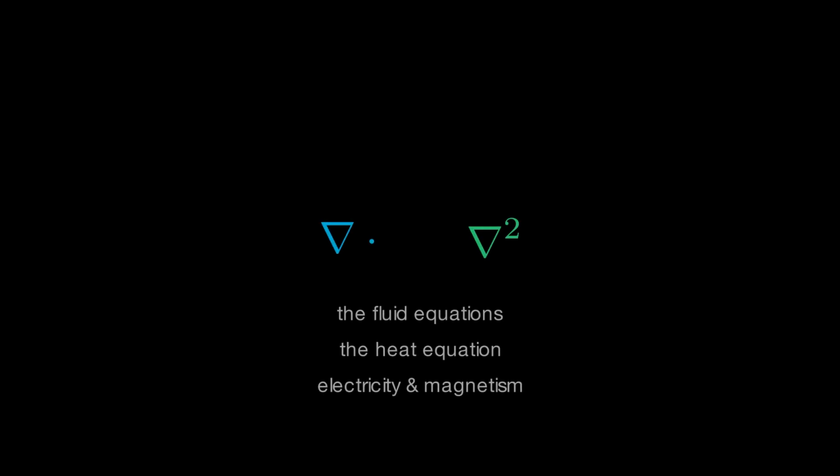Two symbols show up again and again across physics and engineering: the upside-down triangle with a dot and the upside-down triangle squared. They run through the fluid equations, the heat equation, electricity, and magnetism. They look like secret code. They're not. Each one is a single, concrete, physical idea, and once you see what they measure, you'll read them on sight. Let's take them apart, starting from the symbol they're both built on.